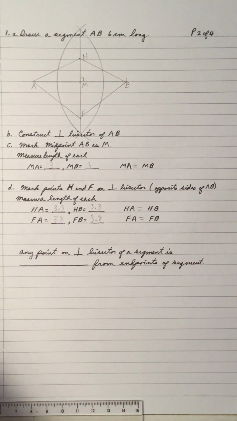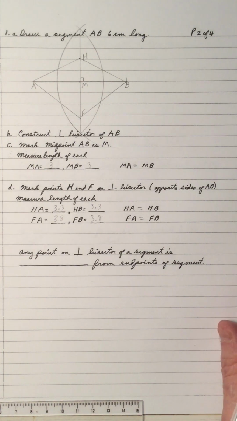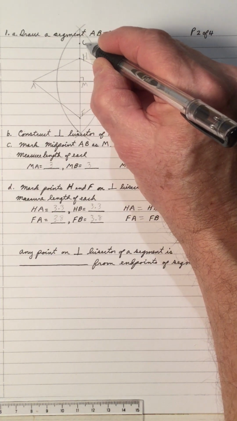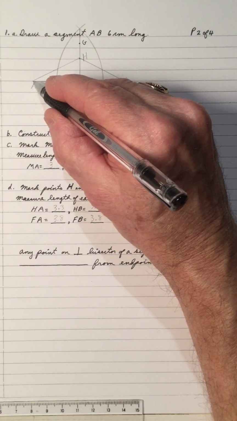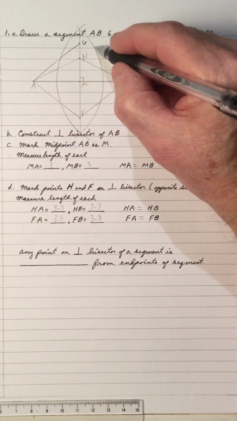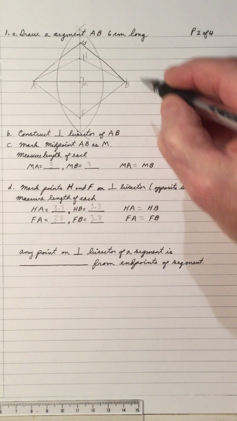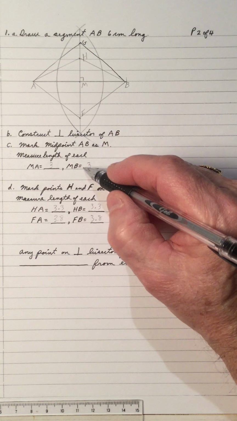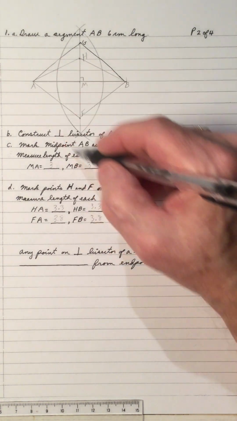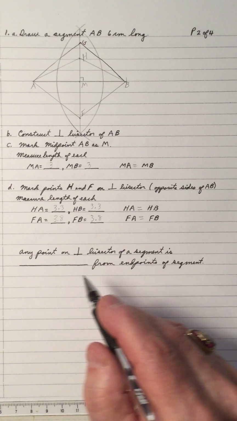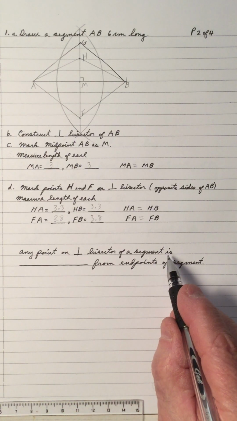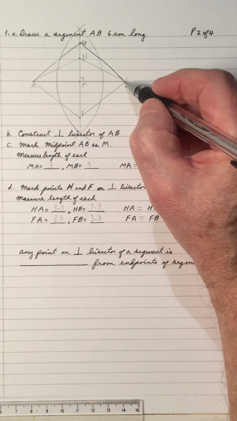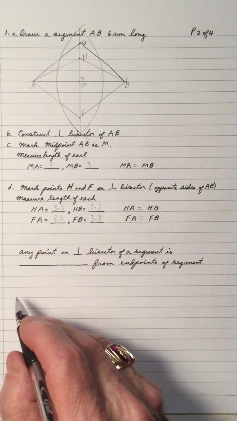Well, it means that any point, so if I pick another point and call it G, then AG and BG would be equal. If I put any point on this perpendicular bisector, even way down here, and join them up, these segments will be equal. So any point on the perpendicular bisector of a segment is equidistant from the endpoints. So this point is the same distance, an equal distance.